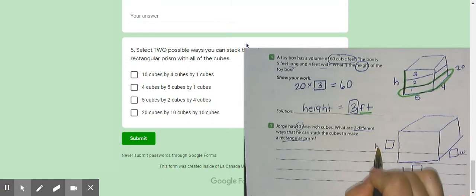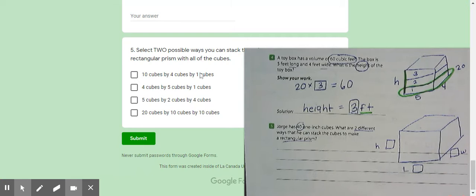So on the form over here, I put some options for you. This is just to streamline it and make sure that I can actually check your answers and give you feedback right away, because there's a lot of different ways you can put the cubes together.